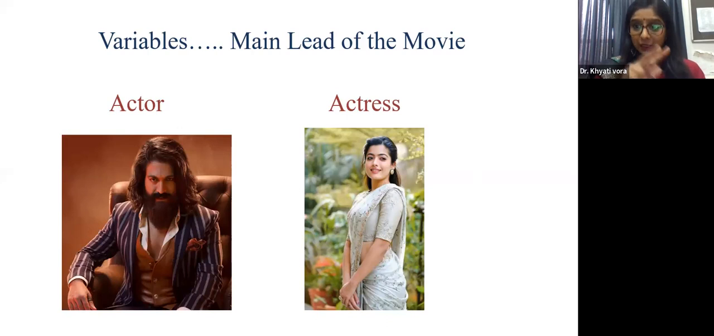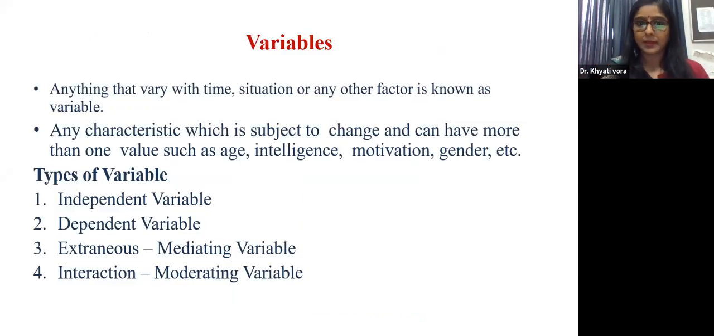If you have to understand in layman language, main lead can be actor or actress. Yes. So main leads are the variables. But when you have categories, two genders, age groups are 4, income groups are 5, education groups. So education may be a variable, but the categories that we draw under education are the categories. The responses like undergraduate, postgraduate, they are not variables. So I hope you all are very clear about what are variables and what are categories.